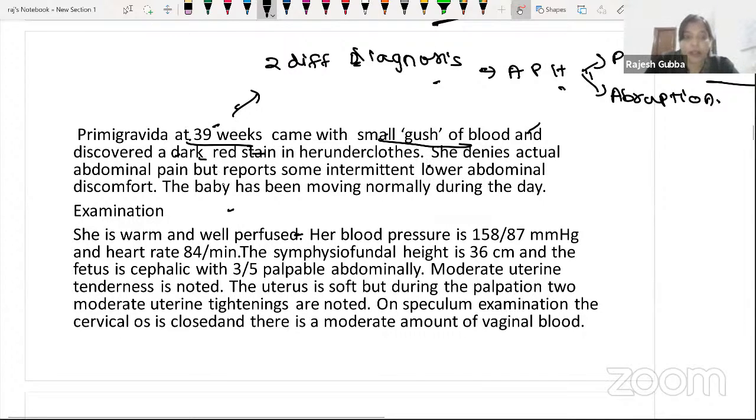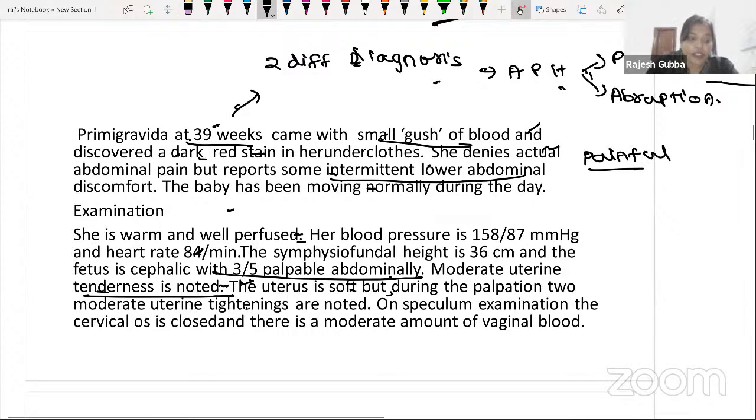She denies actual abdominal pain, but reports some intermittent lower abdominal pain. So there is pain, not very much, but yes, some intermittent pain she's having. So painful plus dark colored blood. She's warm and well perfused. Her blood pressure is 158/87, a little on the hypertensive side. The symphysiofundal height is 36 centimeters and the head is 3/5 palpable per abdomen, meaning the head has gone into the pelvis. Moderate uterine tenderness is noted.